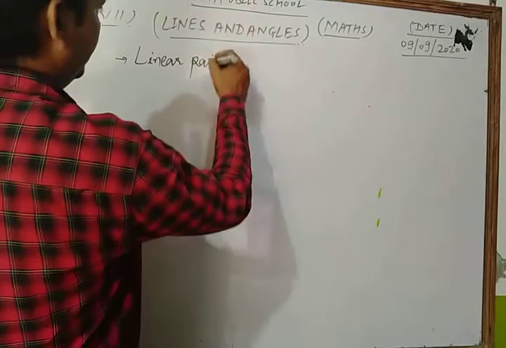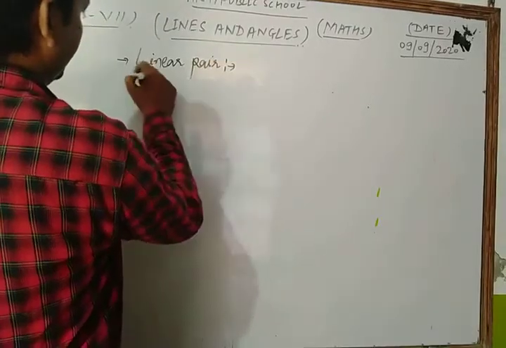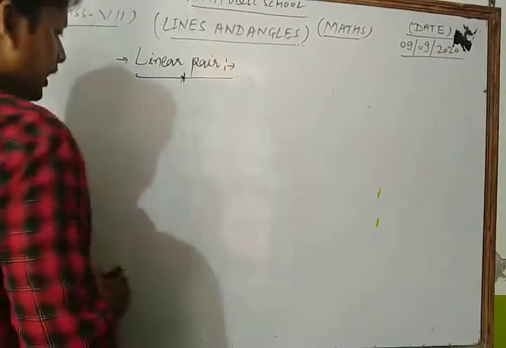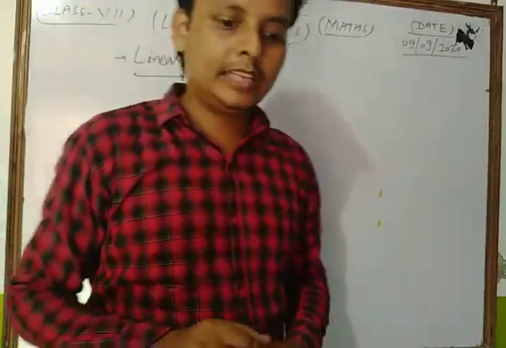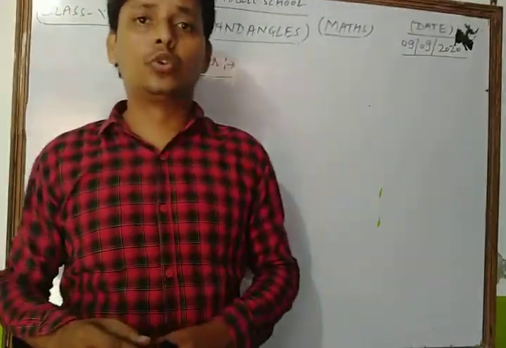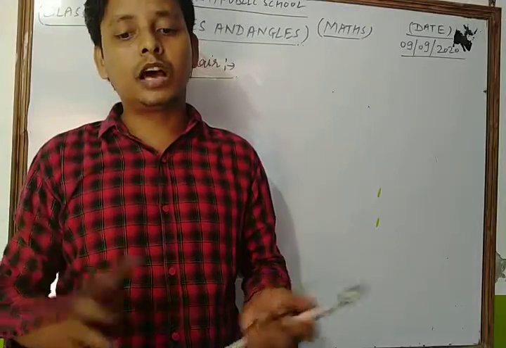Linear pair. Dear students, a linear pair is a pair of adjacent angles whose non-common arms are opposite rays.